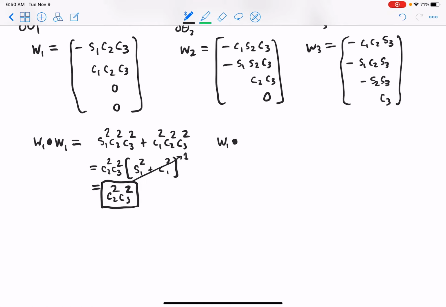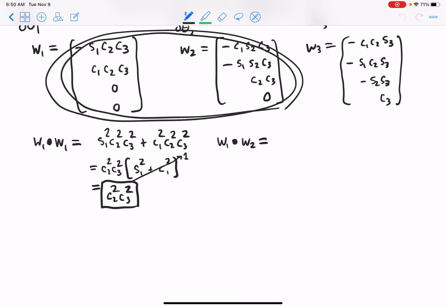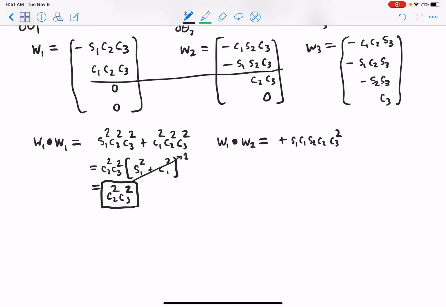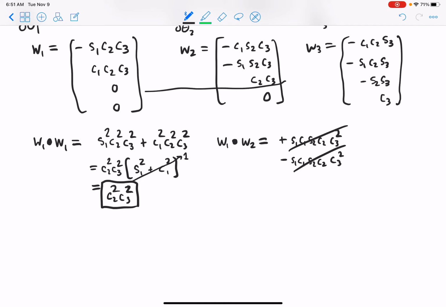Let's take W1 dot W2. Okay, so now I have to take the dot product of these two vectors. Multiply the first components, and I'll get a positive S1, C1, S2, C2, C3 squared. Now I take these two components, and what will I get? I get a negative S1, C1, S2, C2, C3 squared, and wow, this is wonderful. They are exactly the same, so they will cancel. Now this I multiply and I get 0. This I multiply and I get 0.